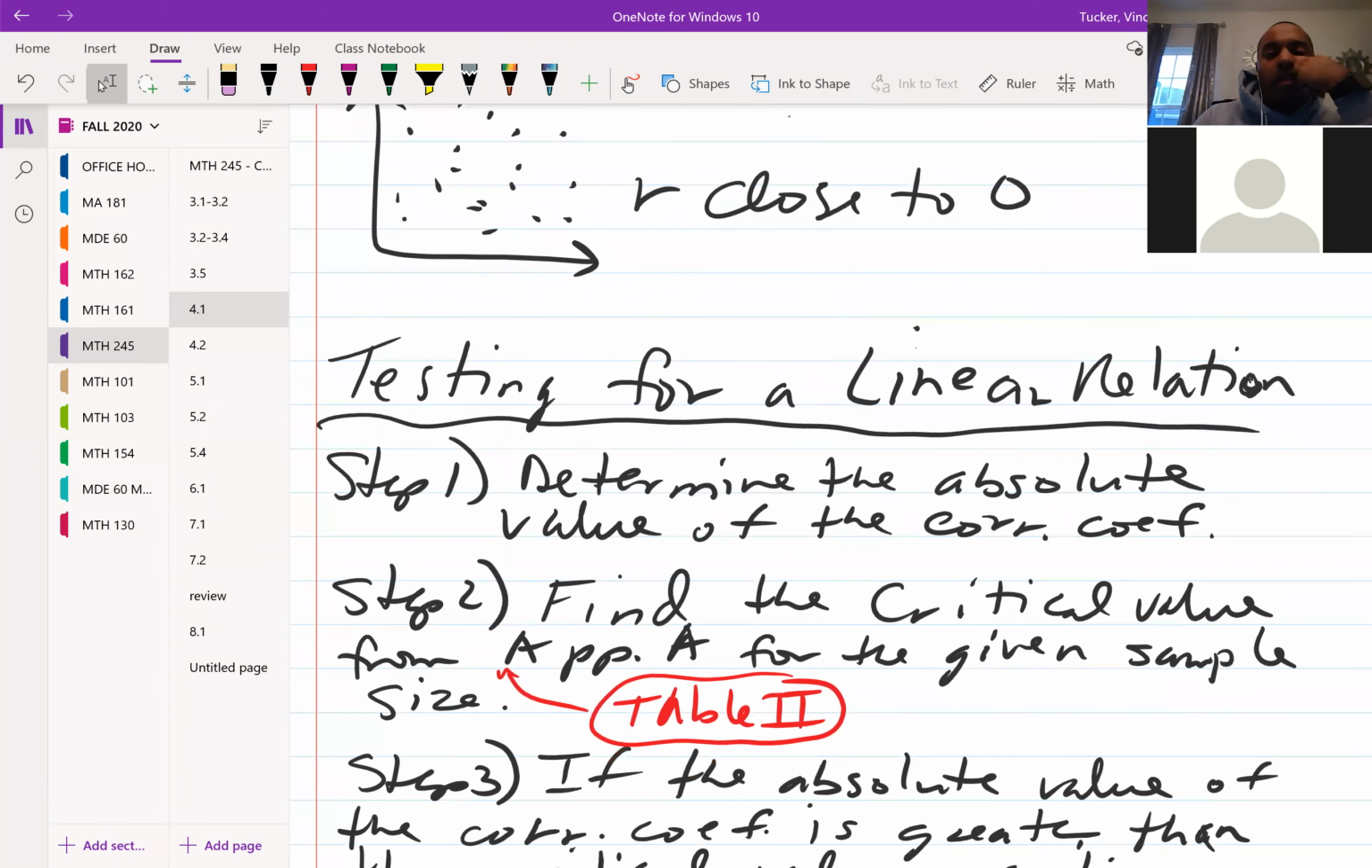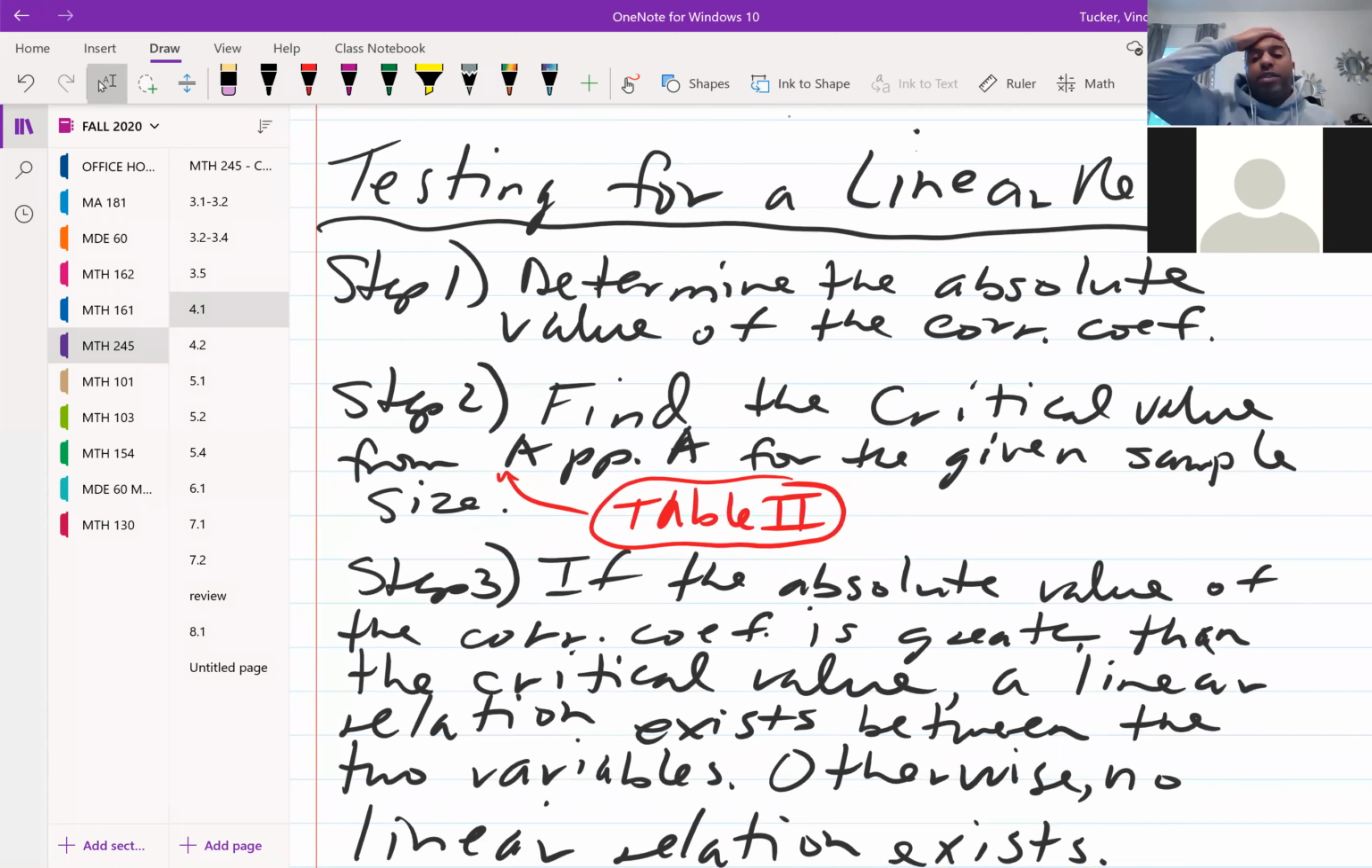All right. I think this is the last thing out of this section. So testing for a linear relation. Step 1, determine the absolute value of the correlation coefficient. Step 2, you want to find the critical value from table 2 in appendix A. And that will be based on your given sample size. Step 3, if the absolute value of the correlation coefficient is greater than the critical value, a linear relation exists between the two variables. Otherwise, no linear relation exists.